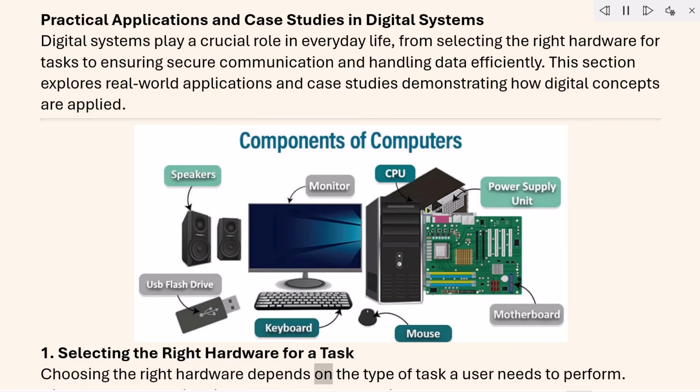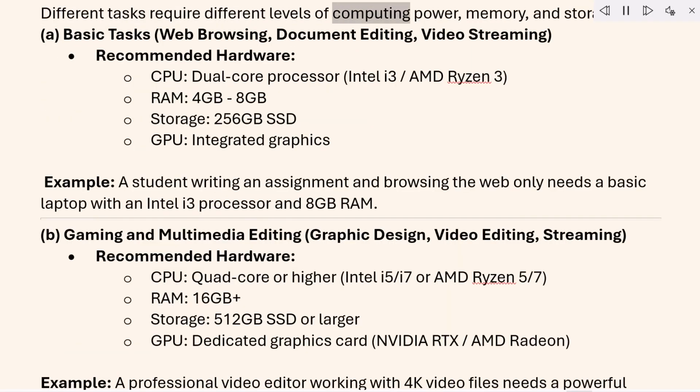Choosing the right hardware depends on the type of task a user needs to perform. Different tasks require different levels of computing power, memory, and storage. A. Basic tasks: web browsing, document editing, video streaming. Recommended hardware. CPU, dual-core processor, Intel i3, AMD Ryzen 3. RAM, 4 GB to 8 GB. Storage, 256 GB SSD. GPU, integrated graphics. Example, a student writing an assignment and browsing the web only needs a basic laptop with an Intel i3 processor and 8 GB RAM.